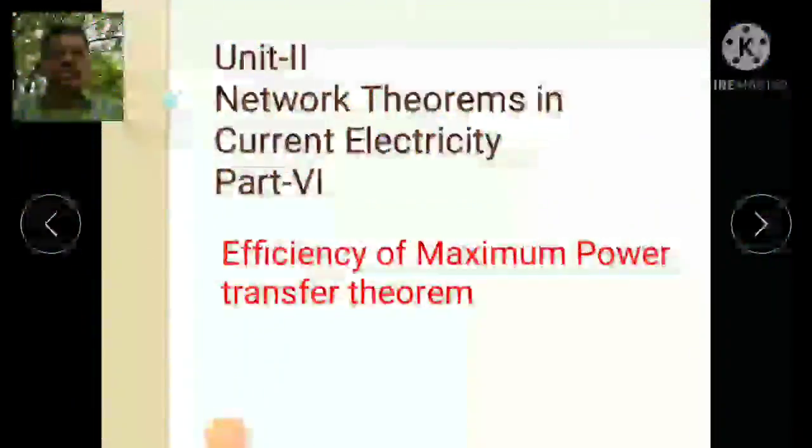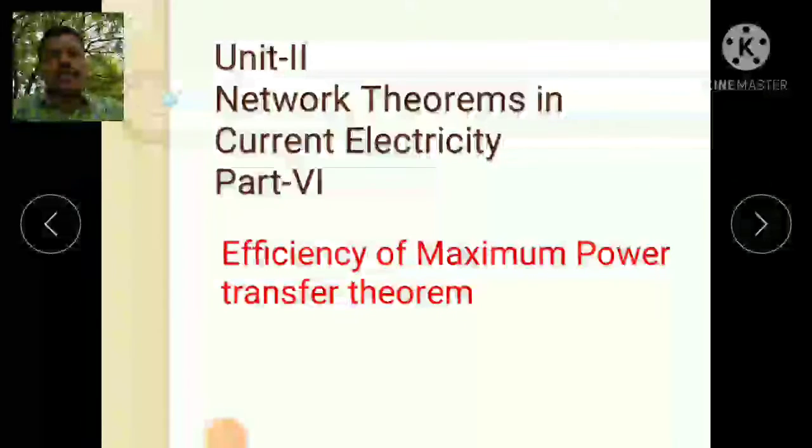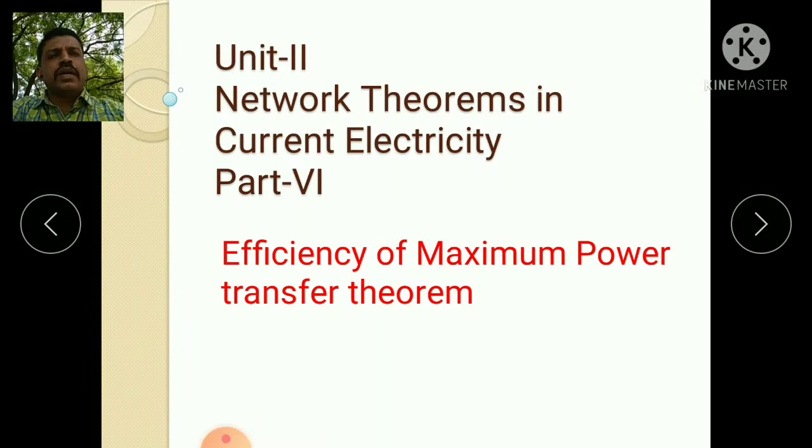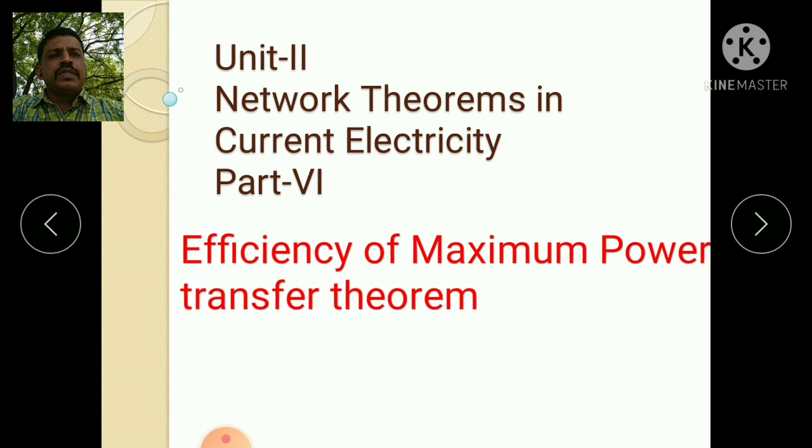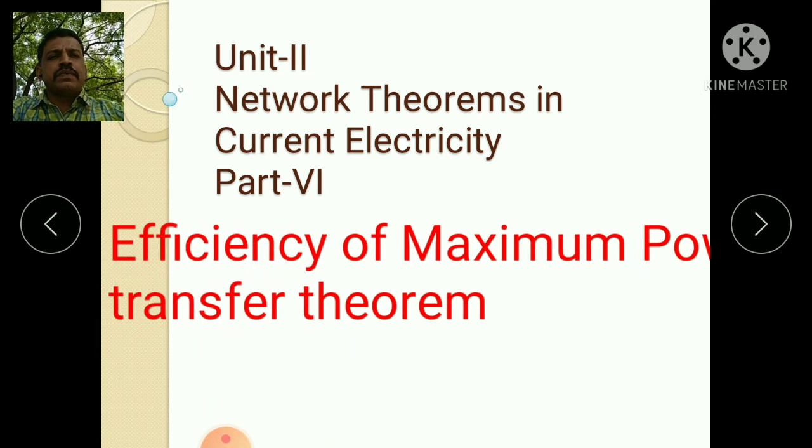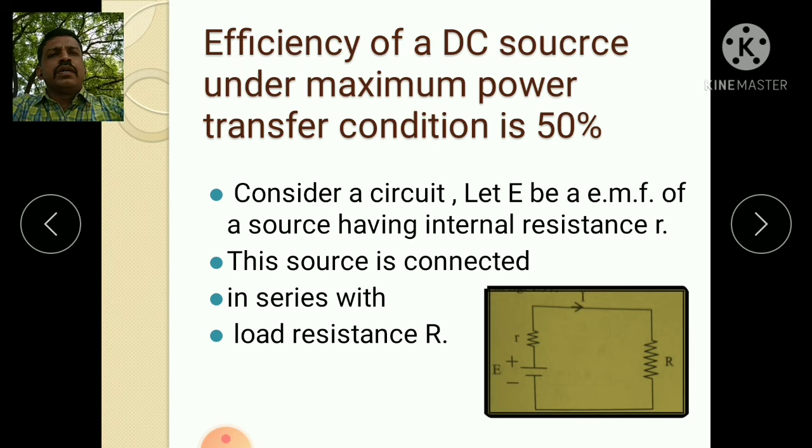Hello friends, now we see the unit two network theorem in current electricity, part 6: efficiency of the maximum power transfer theorem. The efficiency of a DC source under maximum power transfer condition is 50%.